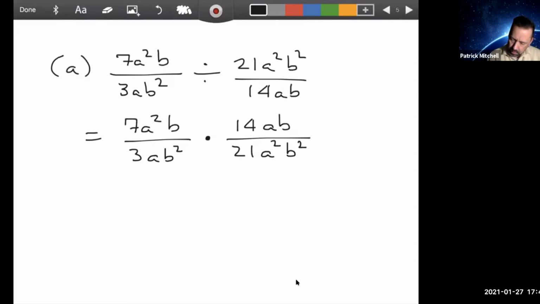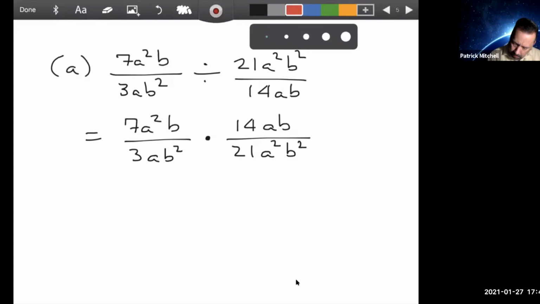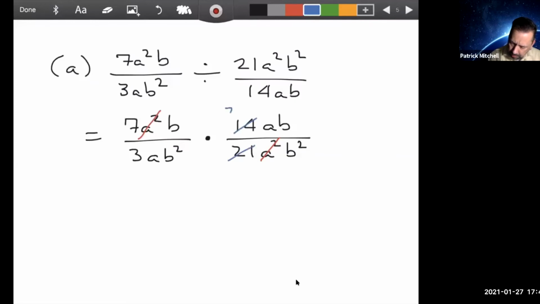Okay, so what do we see in terms of common factors? Well, I see an a squared and an a squared. And by the way, there are a whole bunch of different ways you could do this. Let's see, the next thing I see is a 14 and a 21. Why don't we divide those both by 7 and we'll get a 2 and a 3.